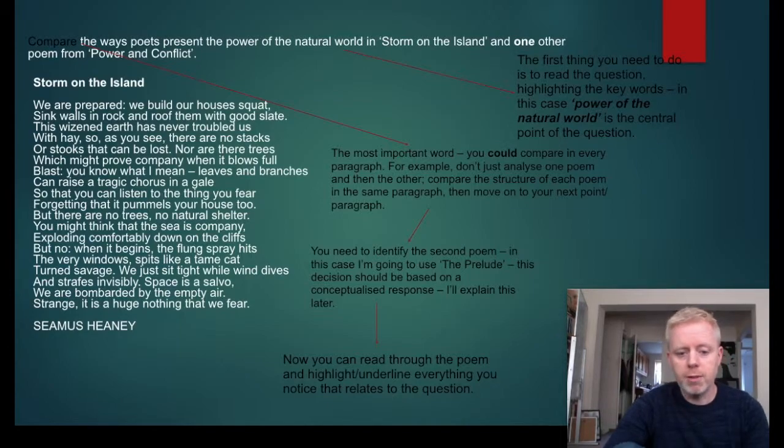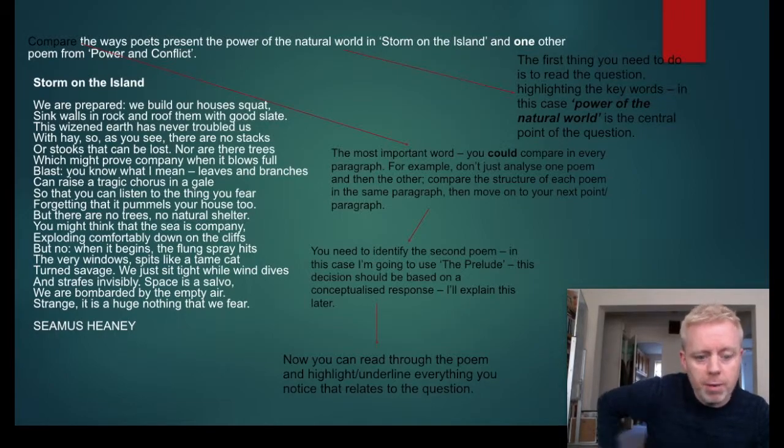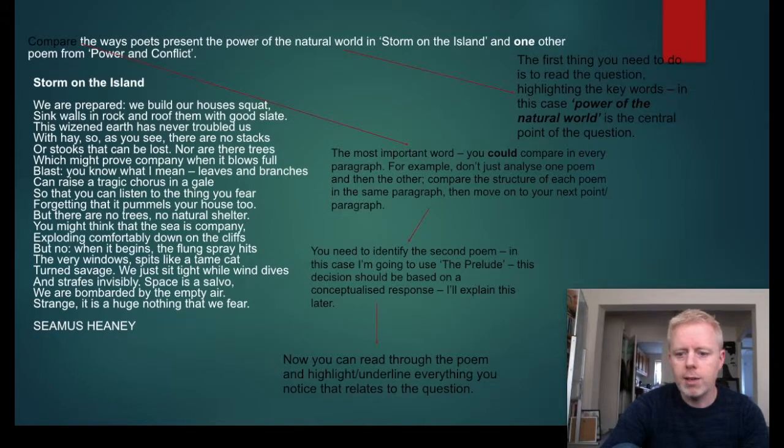Okay, so now you've read the question, you understand what it's looking for, you're thinking about the second poem you're going to use, but you've got the printed poem in front of you. Off you go. You read through it and you highlight it, you identify your techniques, and you think of points you can make in reference to the question in particular.